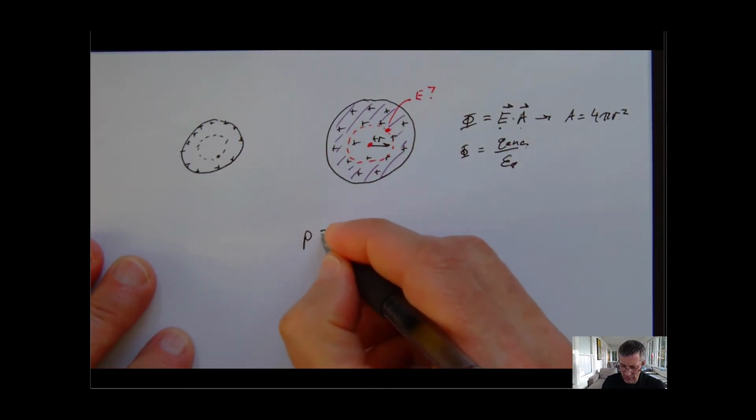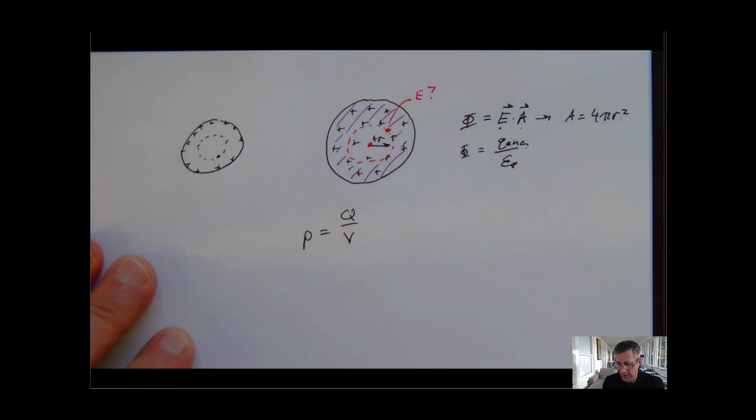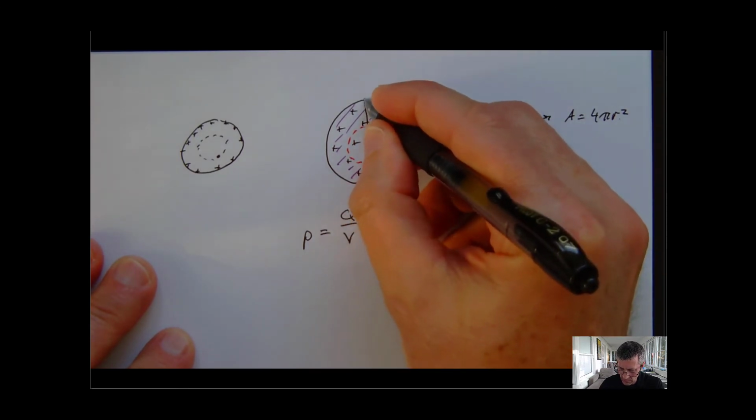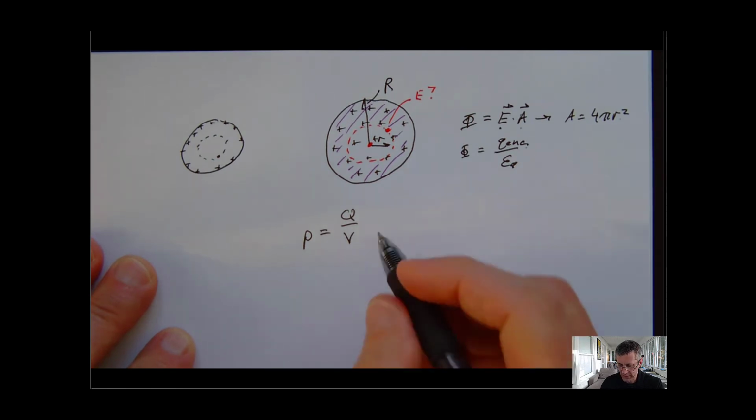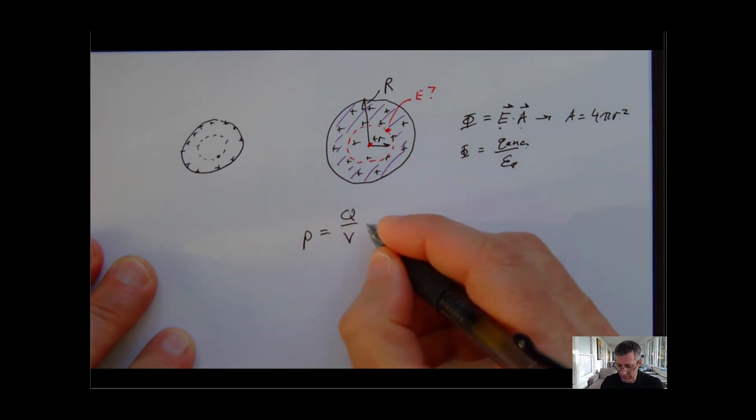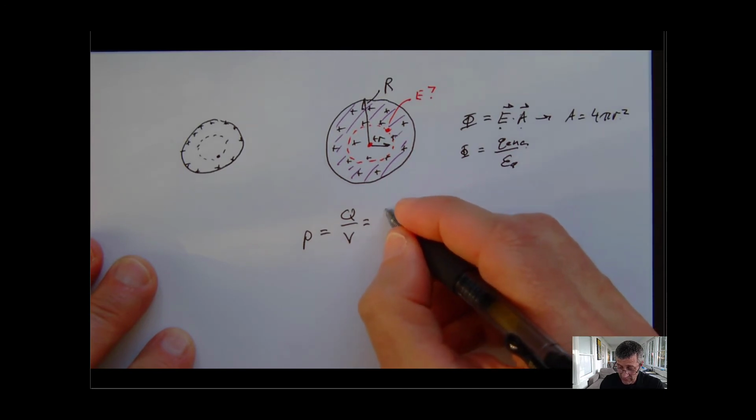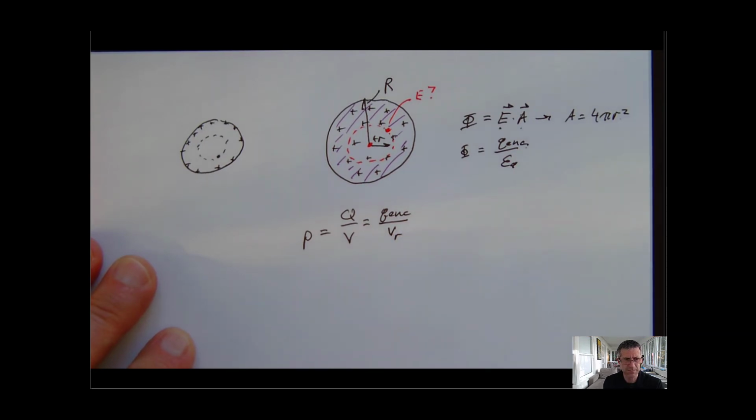So here I'm going to use volume charge density, which is the charge divided by the volume. It's my total charge over my total volume. Let me set my total distance here as capital R. And the total charge divided by the total volume is the same ratio as a small amount of charge divided by a small amount of volume.